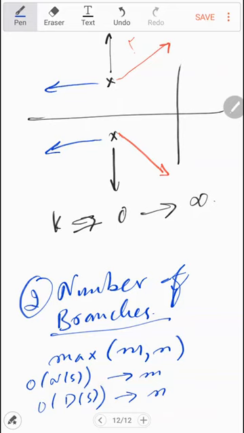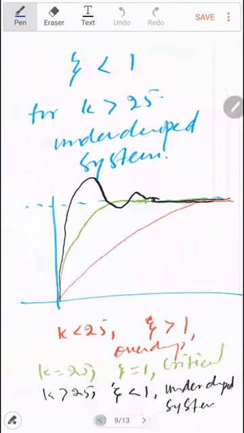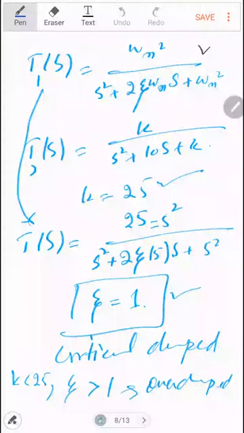So if the number of poles is the maximum, then the number of branches in the root locus will be equal to the number of poles. And if the number of zeros is the maximum, then the number of branches will be equal to the number of zeros. For example, let's say the earlier example that we developed.